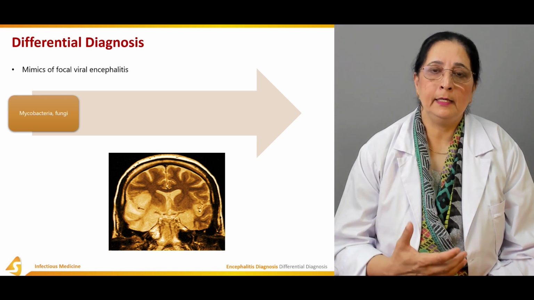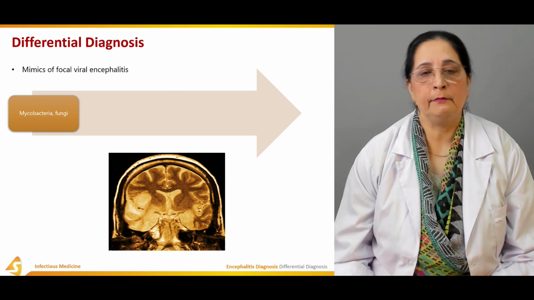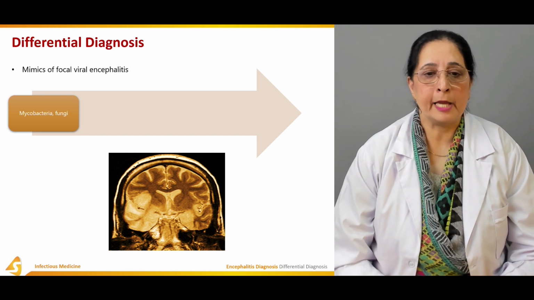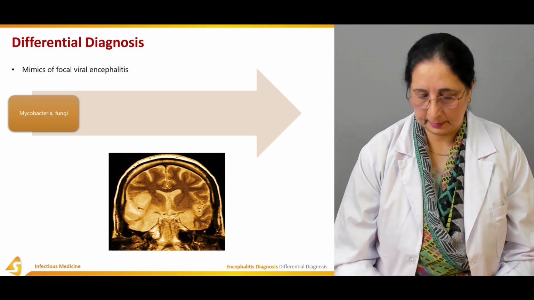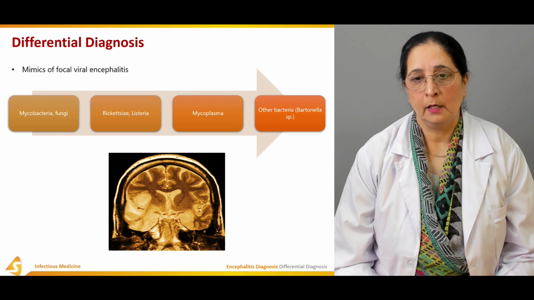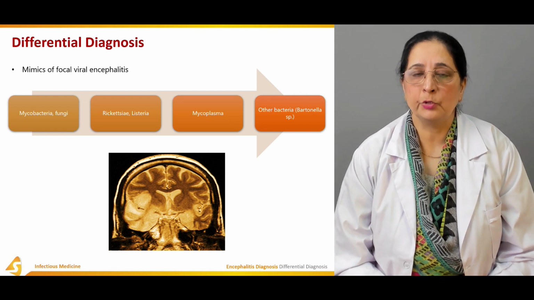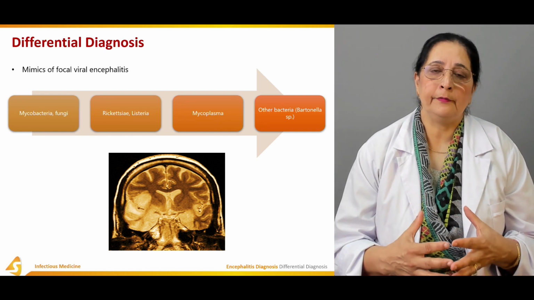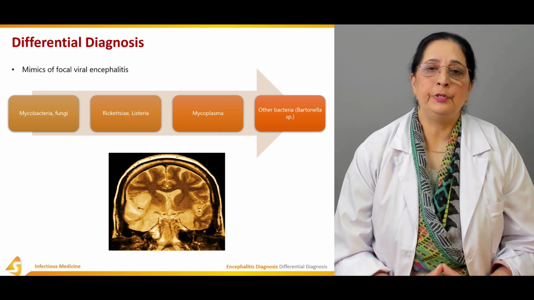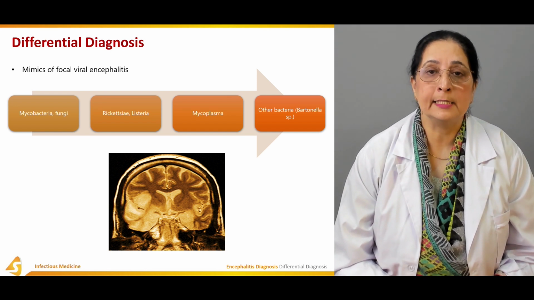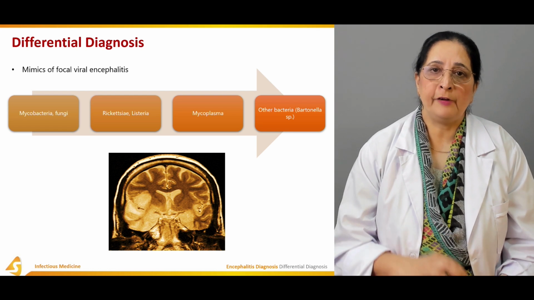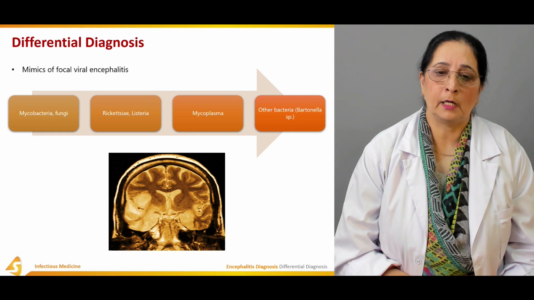Examples which are in the differential diagnosis that mimics the viral encephalitis, especially the focal type of viral encephalitis, are the mycobacteria and fungal infections, Rickettsia and Listeria infections, mycoplasma, and some other bacteria like Bartonella. So it's important that all these different microorganisms that can cause encephalitis, we need to differentiate them from the viral encephalitis, which is the most common cause of encephalitis. For proper treatment and management, differential diagnosis is important, so we should start the proper management.